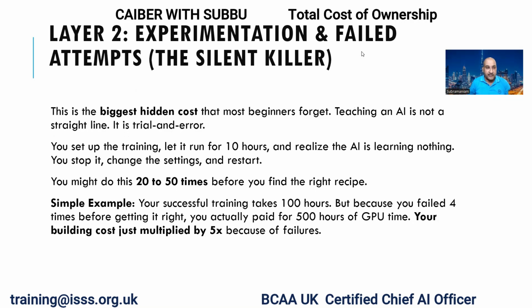Next, experimentation and the failed attempts. The biggest hidden cost whenever you are calculating the total cost of ownership is the experimentation and the failed attempts. That means the AI is not going to give you the perfect model the first time. You need to try it 20, 30 times. That means when you are training the data, it's going to cost you an X amount. It will cost you 20 to 50 times more when the model is actually getting generated.